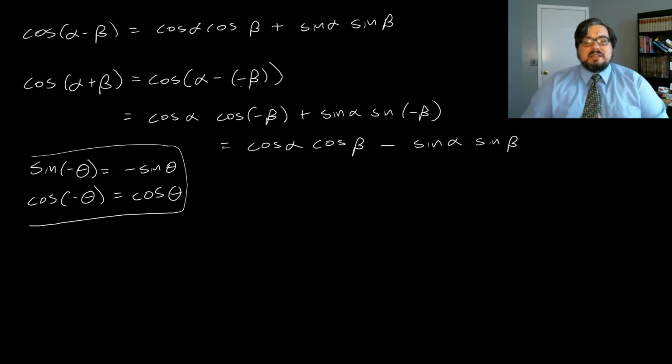So this is how we can get the cosine of a sum formula. It's just using the cosine of a difference formula and the identities that we have for what happens when you take sine or cosine of a negative, or of the opposite of an angle. So that takes care of the cosine formulas. Let's look at the sine formulas. I'm only going to do one of them, leaving the other one as an exercise.